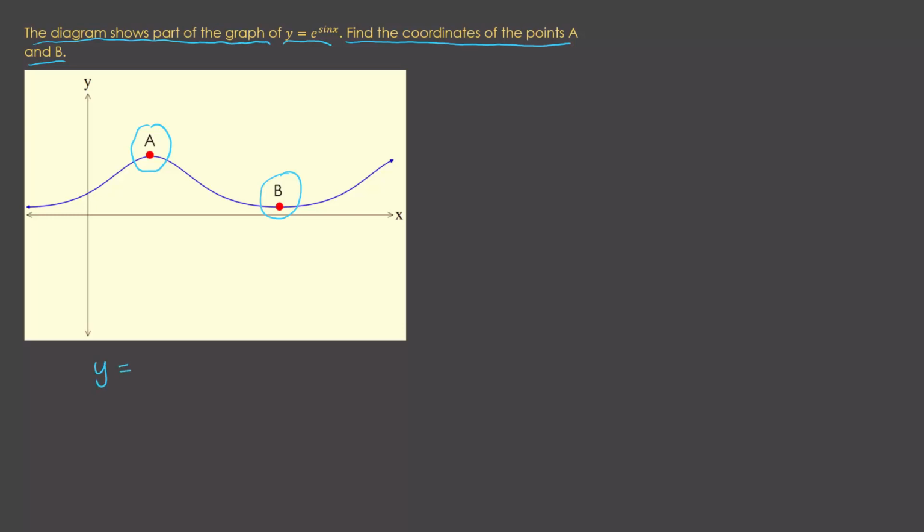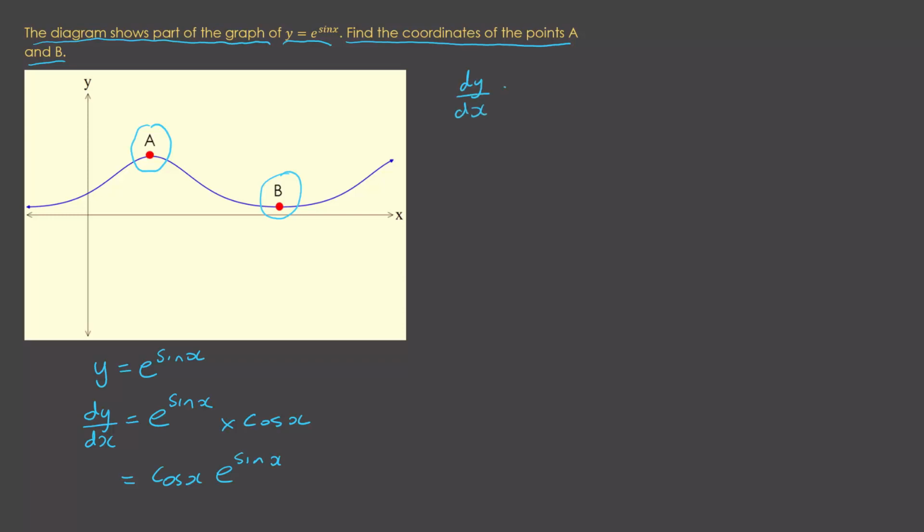So y is equal to e to the sine x. Turning points, we want to differentiate. So dy/dx is going to be, well, we know the exponential function differentiates to itself, but using the chain rule, we then have to multiply by the differential of the inside function. The inside function is sine x, so we're multiplying by cos x. So this is going to be cos x e to the sine x.